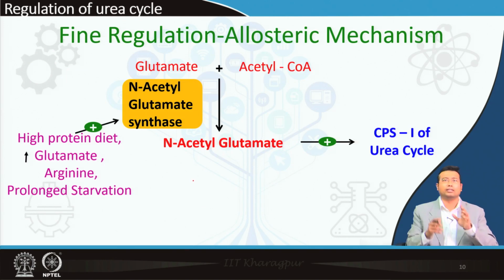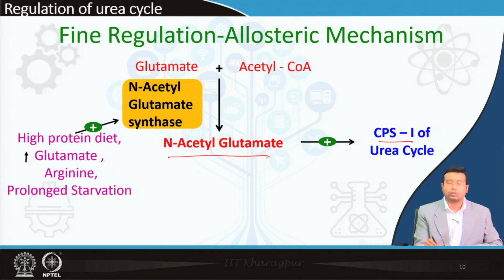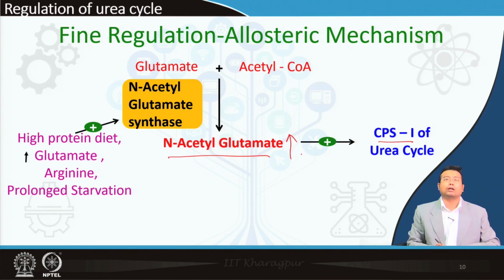Now, the fine regulation is done by allosterically affecting the enzyme CPS1. I told you carbamoyl phosphate synthetase 1 is the most important regulatory enzyme of the urea cycle. So, who is the allosteric activator or effector? It is N-acetyl glutamate. If we have more and more N-acetyl glutamate, it means there will be more and more activity of carbamoyl phosphate synthetase 1 and more and more urea cycle. Now, it does not end there.